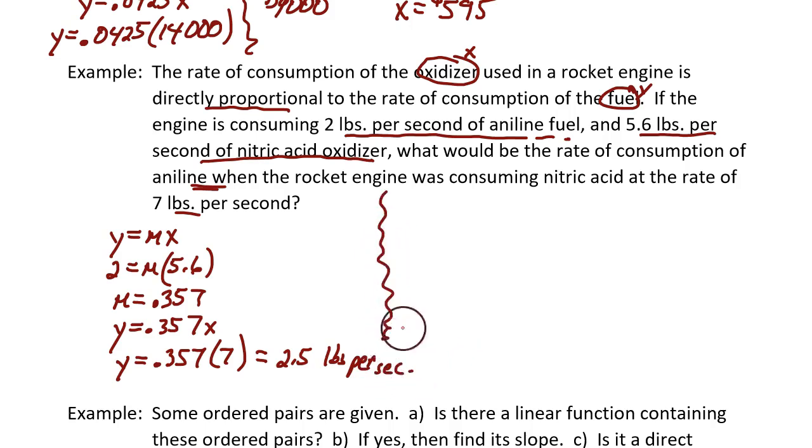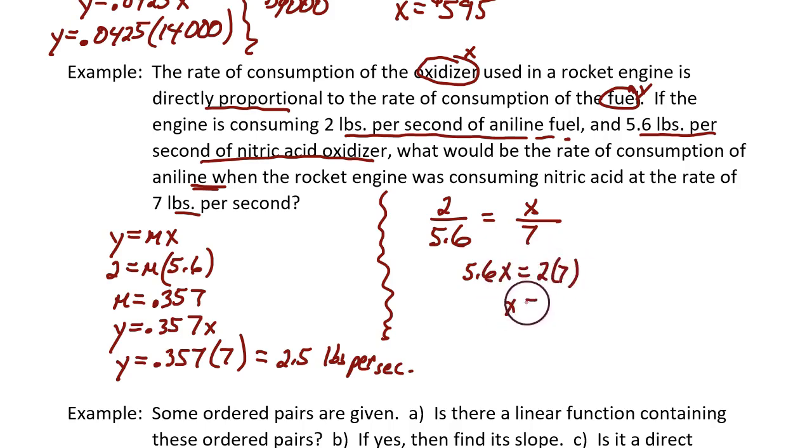This problem could have been solved with proportions. 2 pounds of fuel is used when 5.6 pounds of nitric acid oxidizer are used. So how much fuel is used with 7 pounds of oxidizer? You can solve this with the cross multiplication technique. 5.6 times x is equal to 2 times 7. Divide both sides by 5.6 and you'll get 2.5 pounds per second.